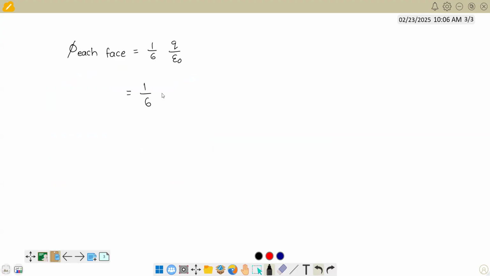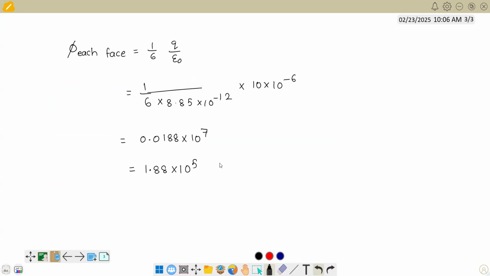So 1 by 6, epsilon naught value is 8.85 into 10 power minus 12, and the charge value is 10 into 10 power minus 6. Now, once we solve this using a calculator, we get 0.0188 into 10 power 7, and I can write this as 1.88 into 10 power 5 newton per coulomb into meter square. So the units of this are newton per coulomb into meter square.